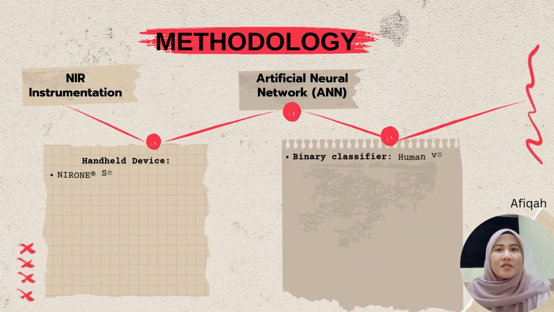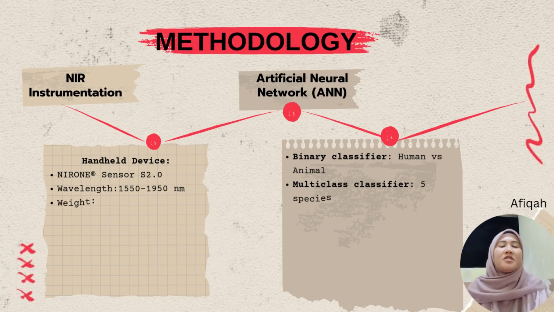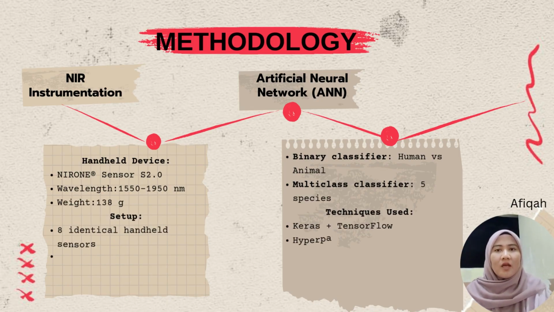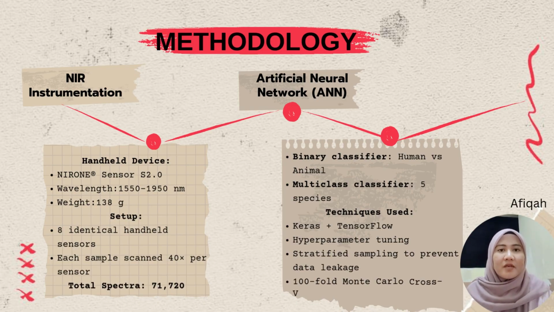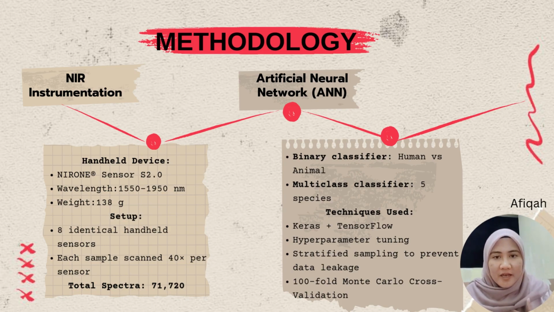This slide explains the methodology used in our study, which is the NIR instrumentation. We use a handheld device operating in the 1550 to 1950 nanometer wavelength range, and the device is about 138 grams, which is suitable for field-based forensic applications. For the data collection, we use 8 identical handheld sensors, and each bone sample was scanned 40 times on each sensor, producing a total of 71,720 spectra. This large dataset improves the reliability and robustness of the machine learning models.